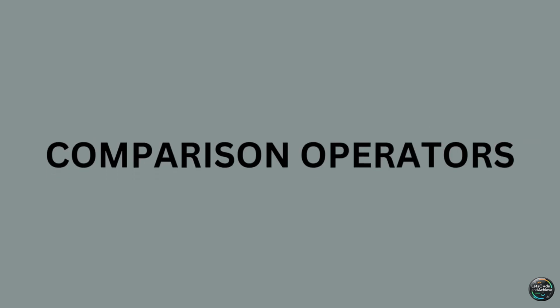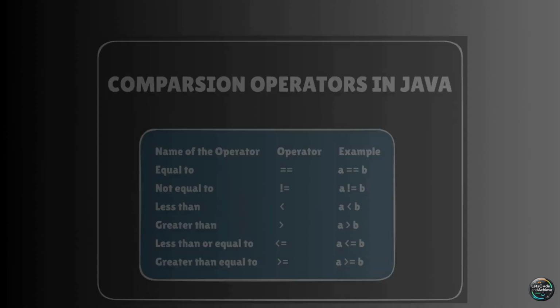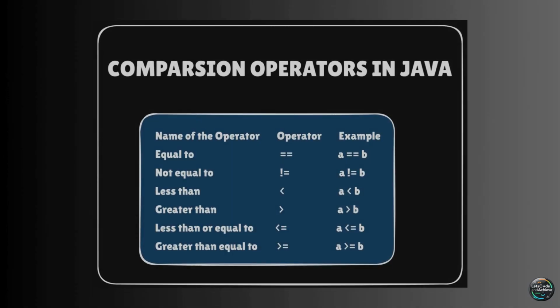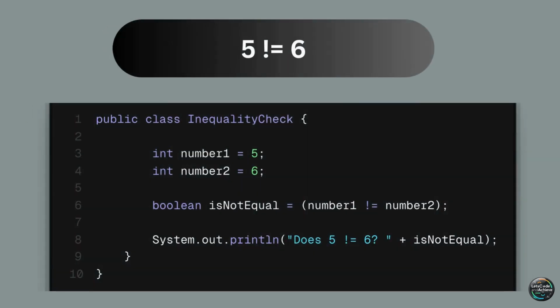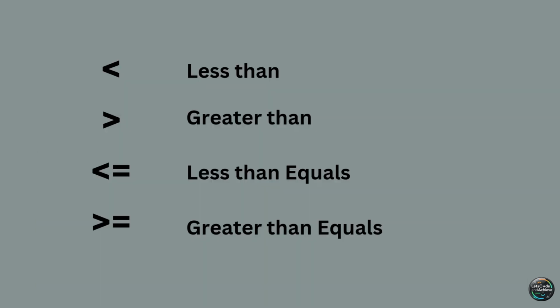Next, we have comparison operators. These help us compare two values and check if they are equal, greater, or less than one another. For example, double equals checks if two values are the same. So 5 == 5 is true. Not equals checks if values are not equal. So 5 != 6 is true. Less than, greater than, less than or equal to, greater than or equal to let you compare sizes.